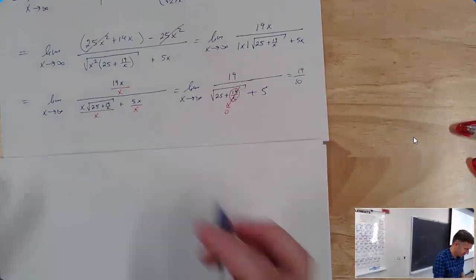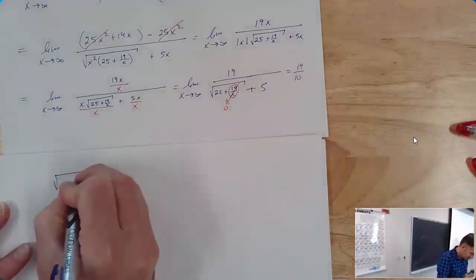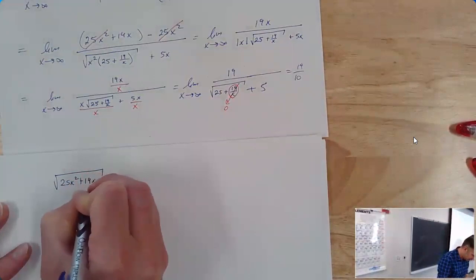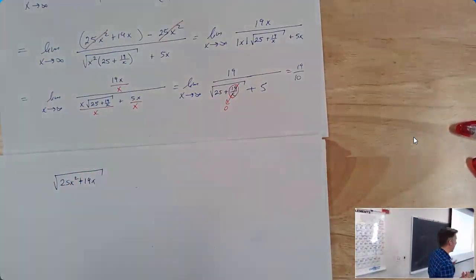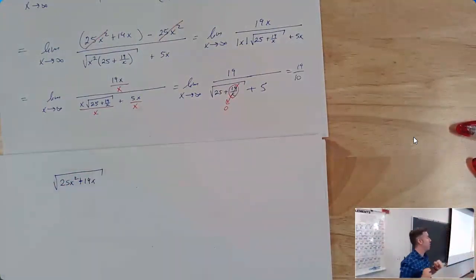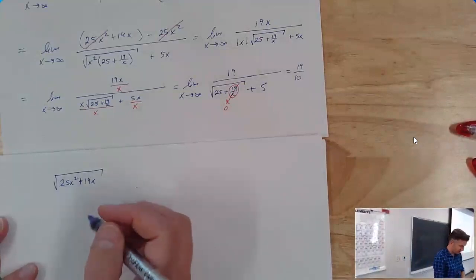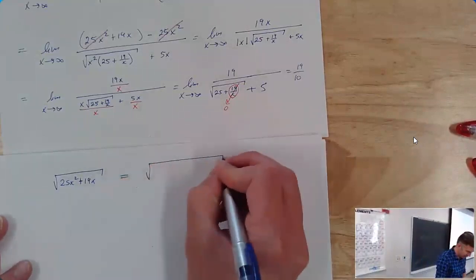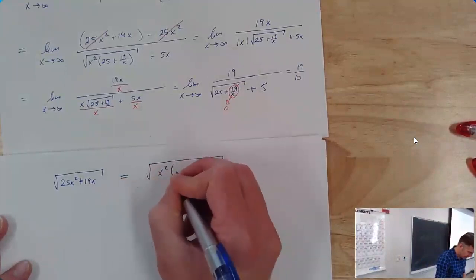So I am looking at this expression here, the square root of 25x squared plus 19x, with an eye towards what I need to happen. I essentially need to pull out the biggest power of x I can, which is x squared. It's going to end up being x to the first when I take the square root of it. I like to think of it as just factoring out x squared and then seeing what I'm left with.